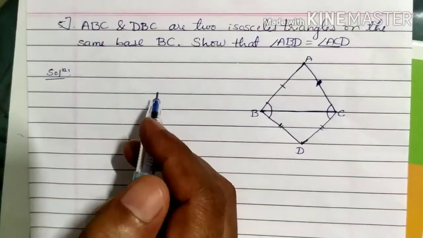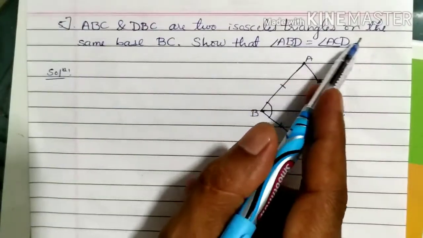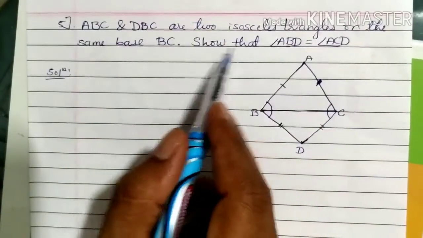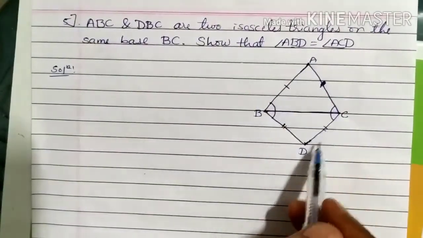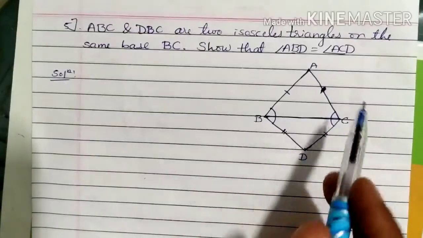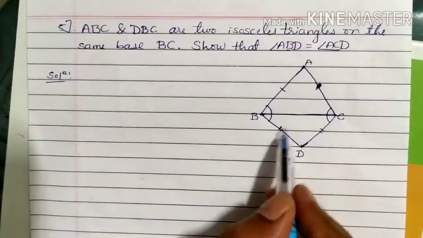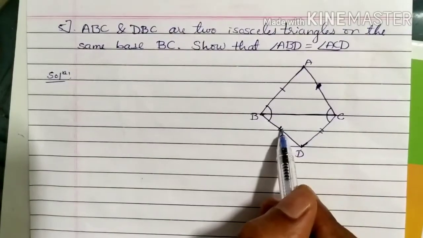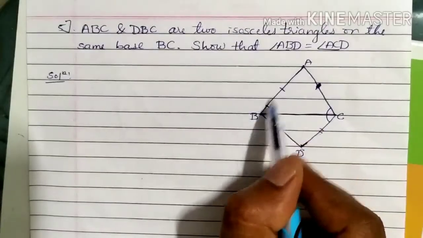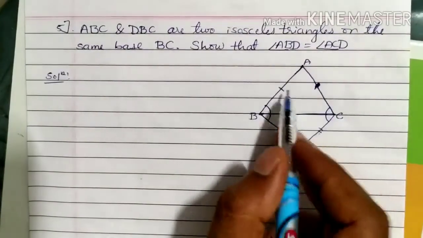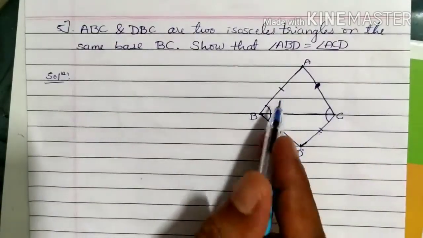Next problem. ABC and DBC are two isosceles triangles on the same base BC. Show that angle ABD is equal to angle ACD. Given that ABC and DBC are isosceles triangles, here the marks are given. So BD is equal to DC. These two are equal. Similarly, AB is equal to AC. So AC is equal to AB.